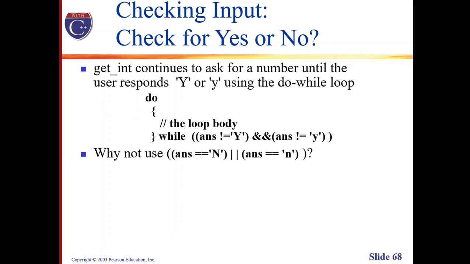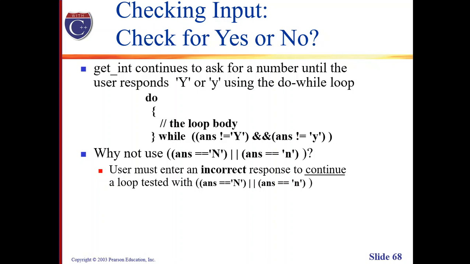So in this case, it's important that we check the input of our user. So we can use the following example. The getInt function continues to ask for a number until the user responds yes using the following loop. But why not use this one instead of the other one, which requires the user to input yes or no? Yes, as compared to the other one, which requires the user to input no.